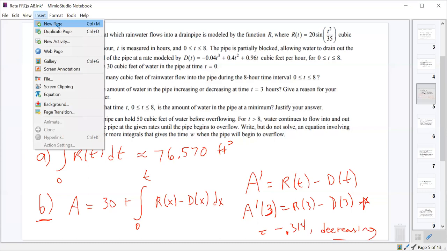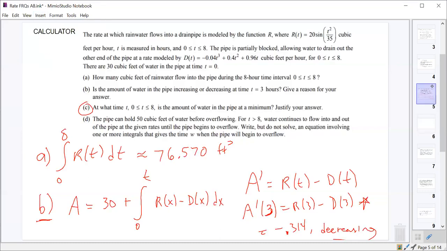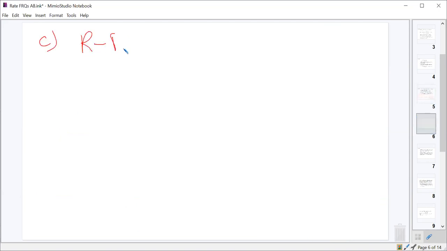All right, part C, we want to know at what time is the amount of water in the pipe at a minimum. So we're looking for when is A at a minimum. So that's when is A prime equal to 0. Okay, so A prime or r minus d equals 0. You can either graph r minus d and see when it has an x-intercept, or you can graph r and graph d and see where they intersect with each other. Either one is fine. What t values did that occur at?